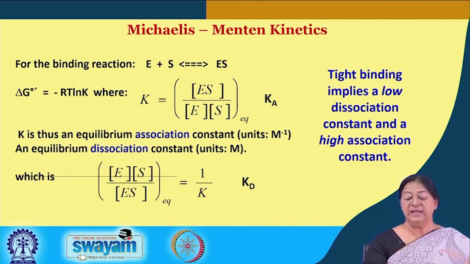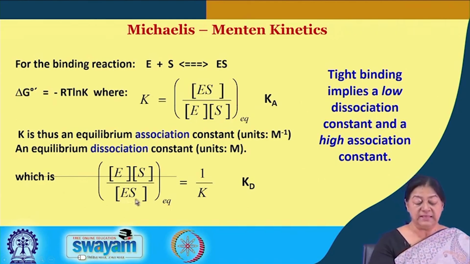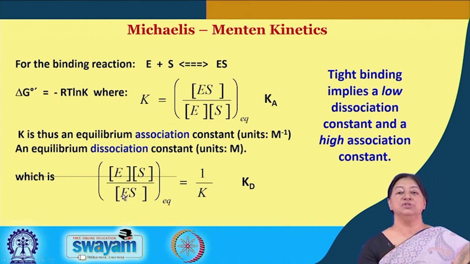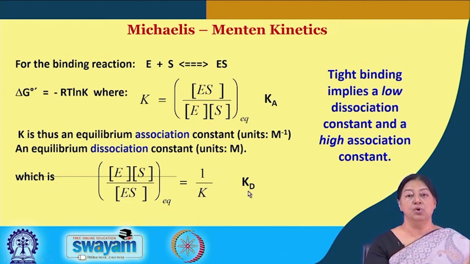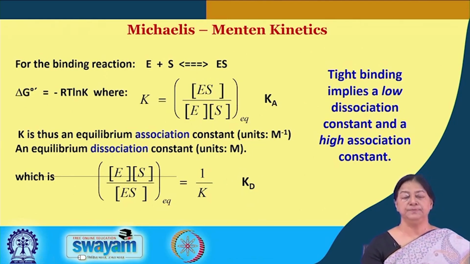Now, when we have tight binding, it means that we are looking at a low dissociation. A tight binding means that the ES complex concentration is high. If this is high, Kd is low. So, if we want tight binding, we want to look for a low Kd and a high association constant.